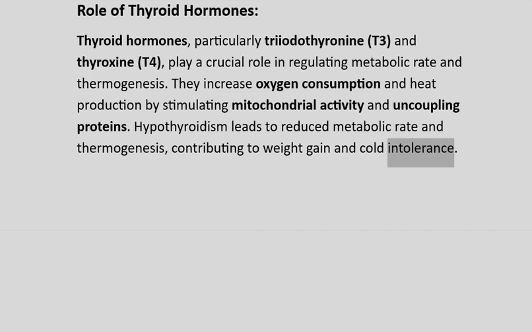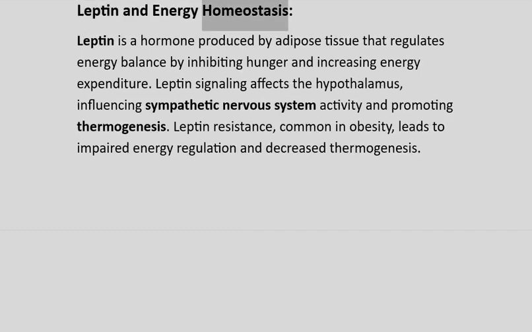Leptin and energy homeostasis. Leptin is a hormone produced by adipose tissue that regulates energy balance by inhibiting hunger and increasing energy expenditure. Leptin signaling affects the hypothalamus, influencing sympathetic nervous system activity and promoting thermogenesis. Leptin resistance, common in obesity, leads to impaired energy regulation and decreased thermogenesis.